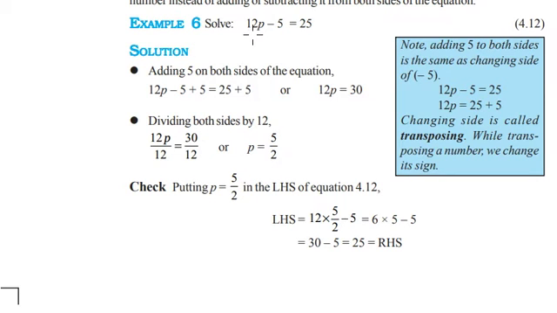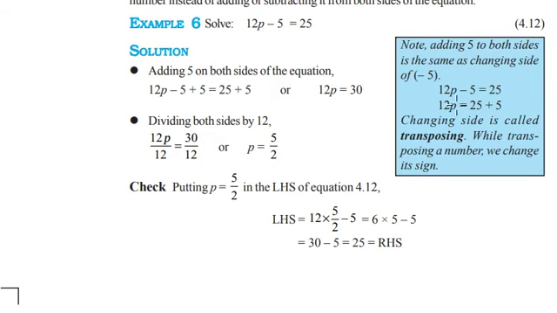Solve 12p minus 5 is equal to 25. We need to solve for the value of p. Note that adding 5 to both sides is the same as changing side of minus 5. So basically this is our original equation. 12p minus 5 is equal to 25.